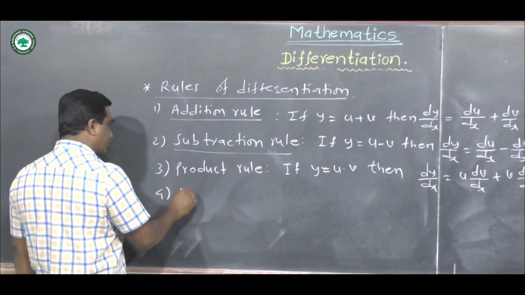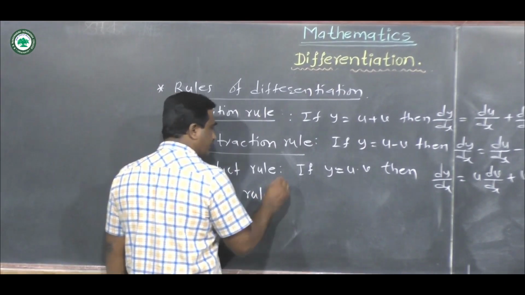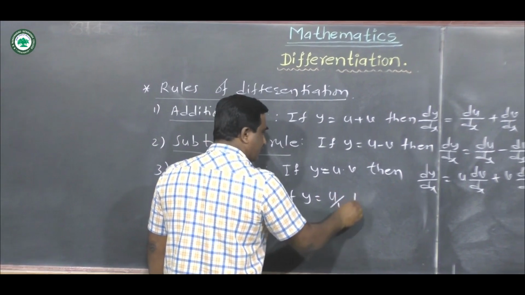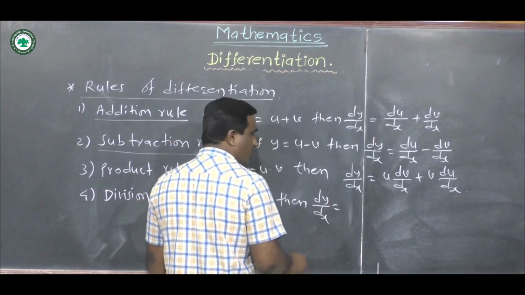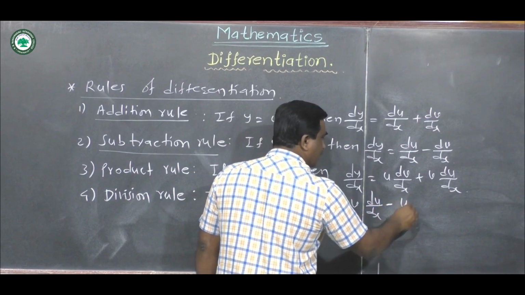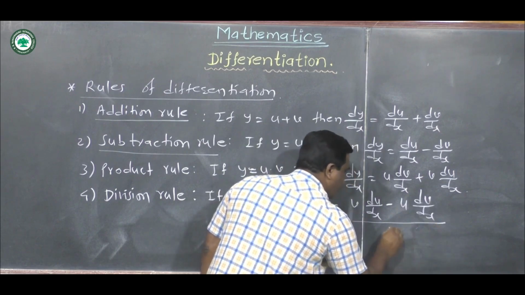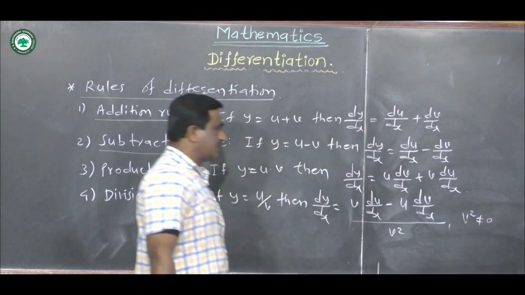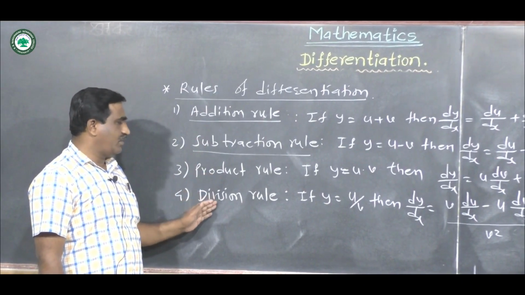Number 4, division rule. If y is equal to u upon v, then dy by dx is equal to v into du by dx minus u into dv by dx, upon v square, where v square is not equal to 0. These are the rules for differentiation: addition rule, subtraction rule, product rule, division rule.